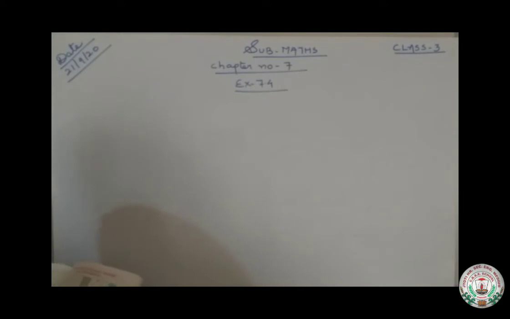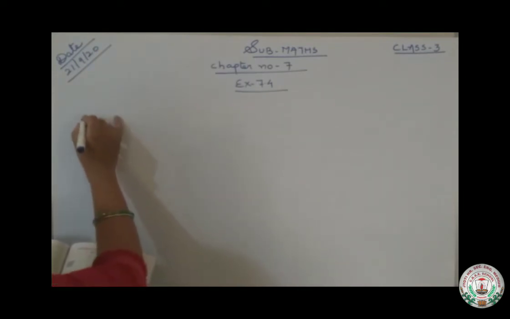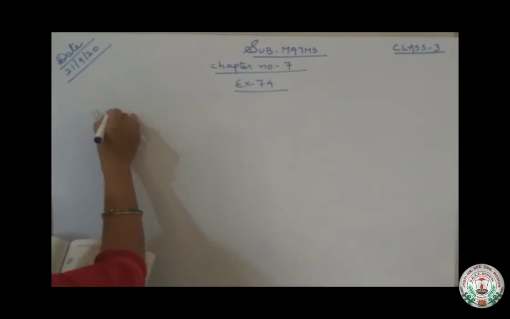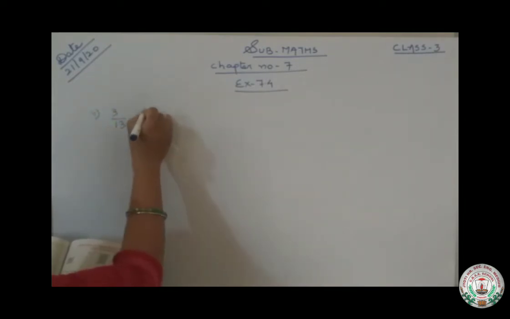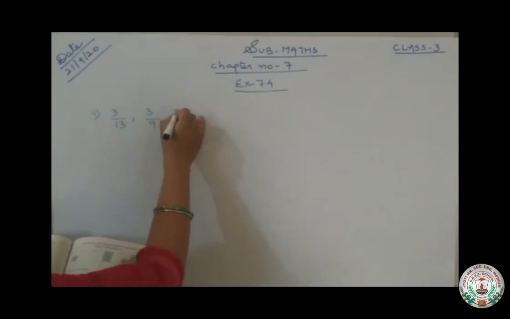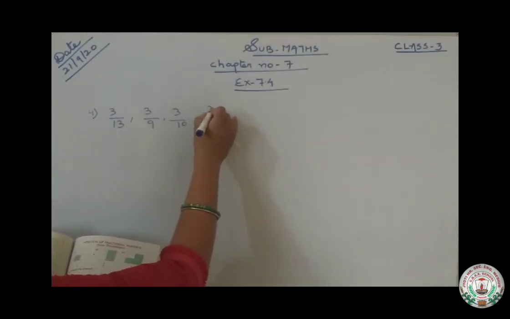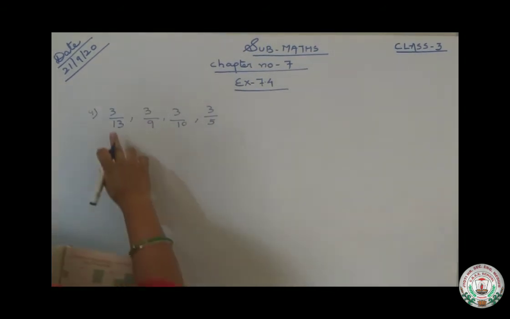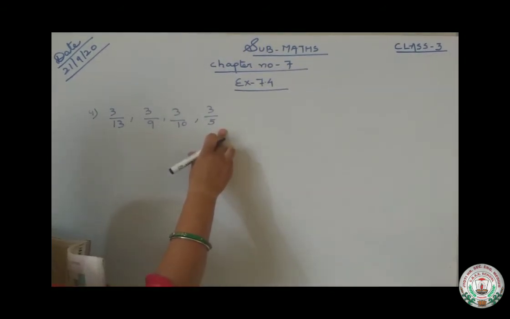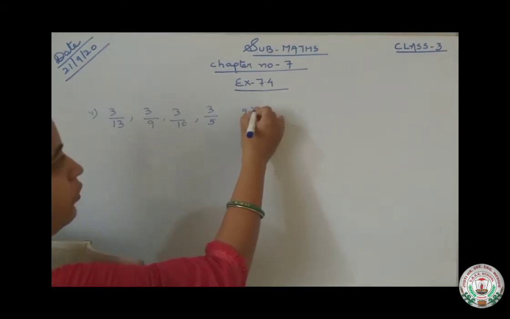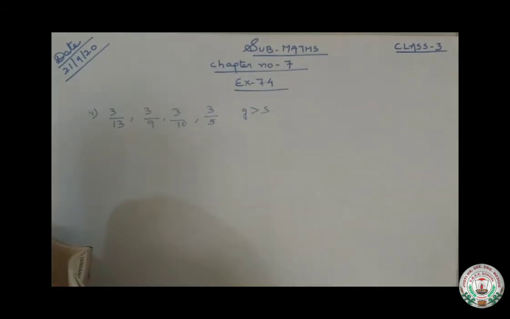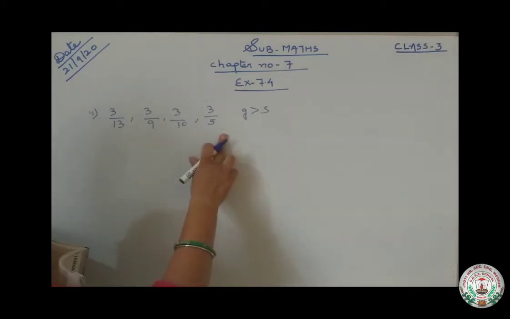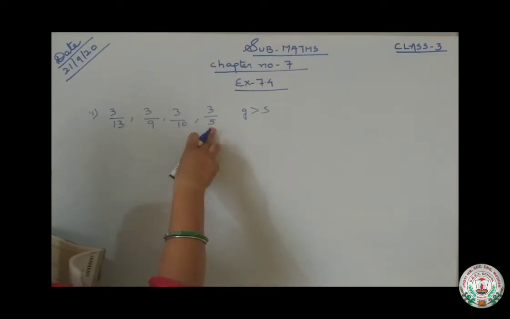Okay. First, I am writing the question here. Number 4. 3 by 13, 3 by 9, 3 by 10, 3 by 5. Here you have to write the descending order. Descending means from greater to smaller. When the denominators are different, the smaller denominator is the greatest fraction.